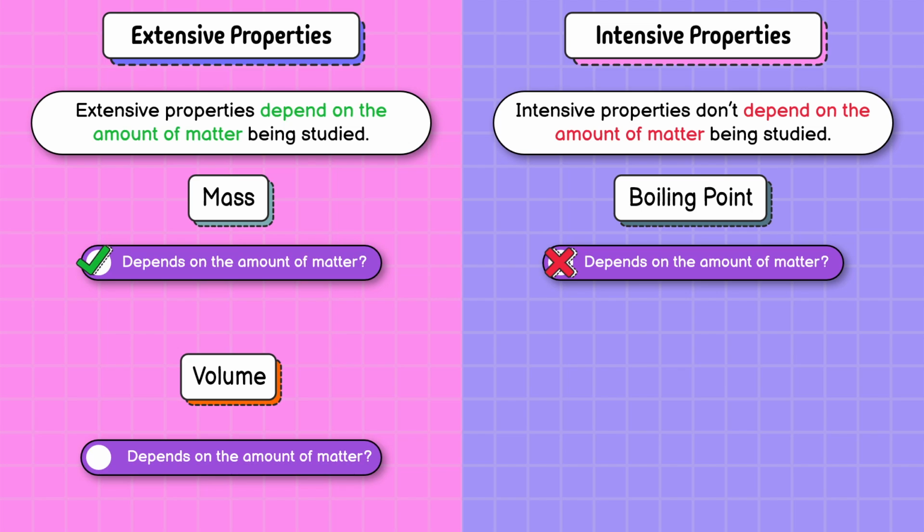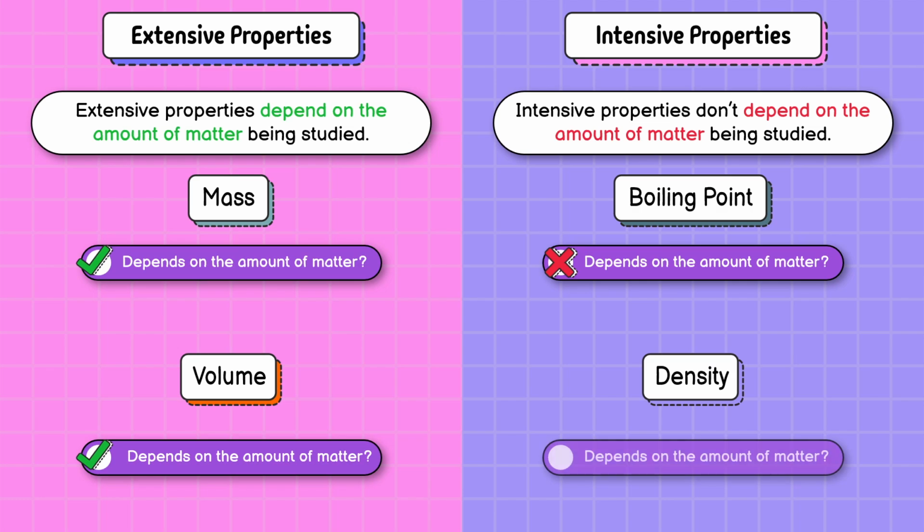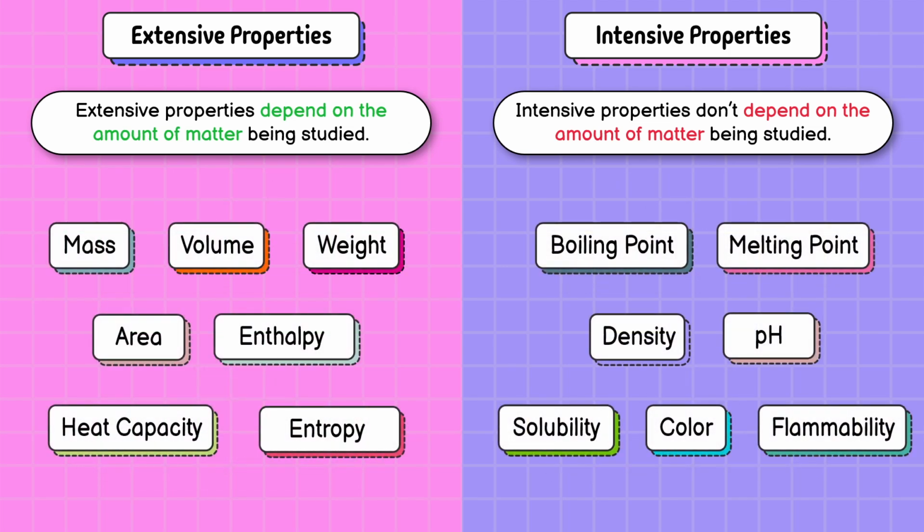The more matter you have, the more will be its volume. However, the density of a matter will be its intensive property, because under constant conditions, the density of a matter will never change. Then these are some more examples of extensive and intensive properties. And that concludes our discussion.